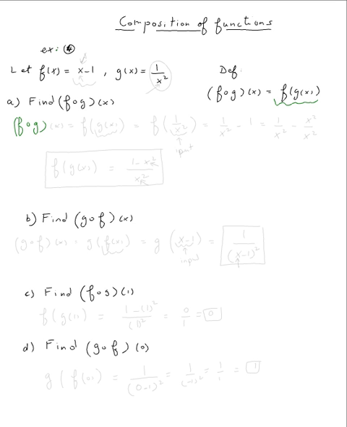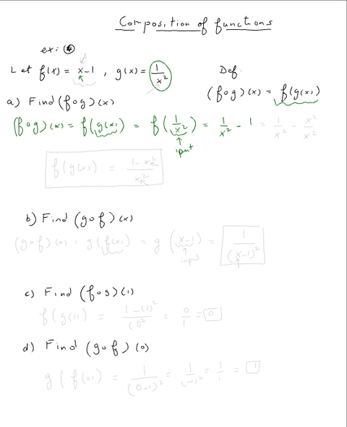So f circle g of x is just f of g of x. And we always start from the inside, so we replace g of x by its value. g of x is right here. So f of g of x is 1 over x squared. Now our input for f is 1 over x squared. This is the input. So f of the input, what do we do with the input? We plug it right here into x. So if we plug it in there, it's going to be 1 over x squared minus 1.